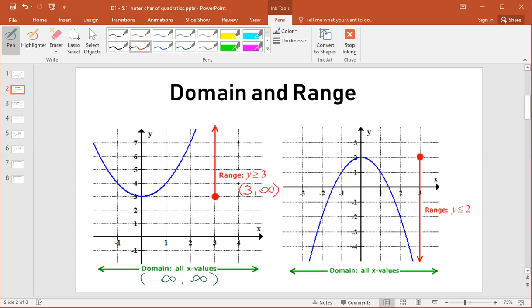Over on the second one, this one is pointing down. Your domain is still all x values, or in other words, negative infinity to positive infinity. It's never going to change. This time the range goes from 2 to negative infinity, but we would write it as negative infinity to 2. So those are two different ways that you could see these ranges written.